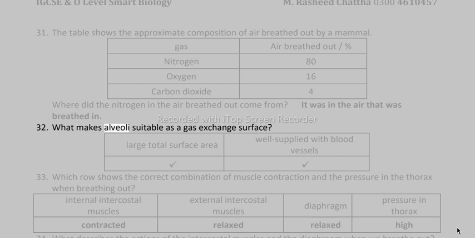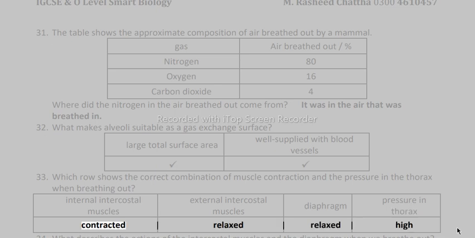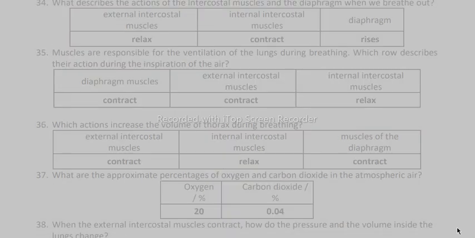32. What makes alveoli suitable as a gas exchange surface? Large total surface area, well supplied with blood vessels. 33. Which row shows the correct combination of muscle contraction and the pressure in the thorax when breathing out? Internal intercostal muscles contracted, external intercostal muscles relaxed, diaphragm relaxed, pressure in thorax high.